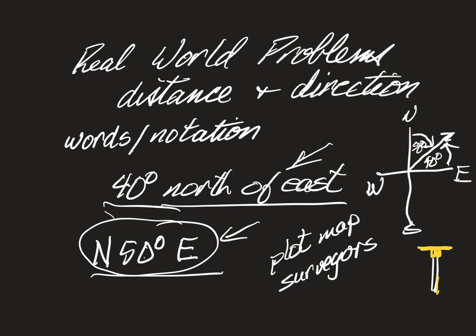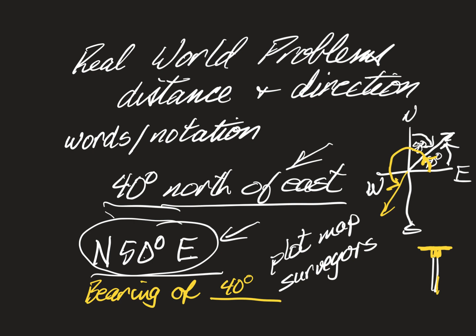All right? So that's how you can describe a vector. You can say 40 degrees north of east, or you can say north 50 degrees east, or you could say a bearing of blank. So in this case, it would be a bearing of 40 degrees. And so you just measure from the horizontal to whatever it is. Now, if you're over here, your bearing's going to be bigger than 180 degrees. Okay? But those are the three ways you do it. And you need to definitely understand that.